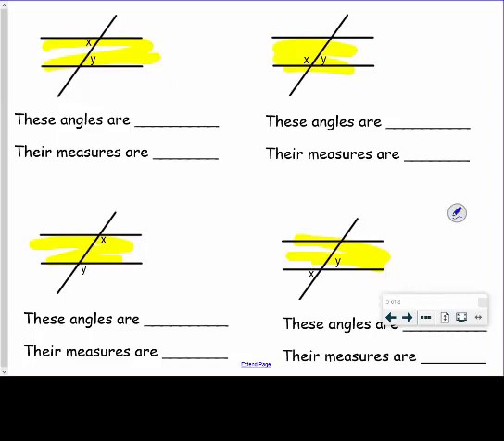Amandre, what's the first one? Alternate interior. Struggle bus, remember that? Alternate interior. And what do we know about alternate interior?